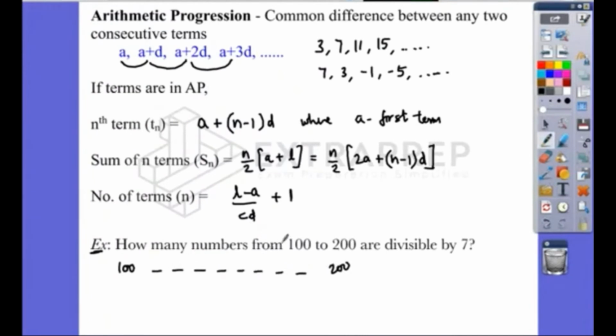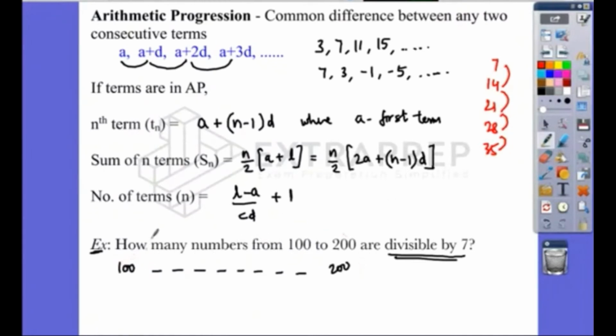Okay, how many? You have to understand that divisible by 7 is an arithmetic progression, because if you write the multiplication table of 7, how will it be? 7, 14, 21, 28, 35. See, the difference is always 7. Even after 100 you write them, the difference is always 7. So they are in arithmetic progression.